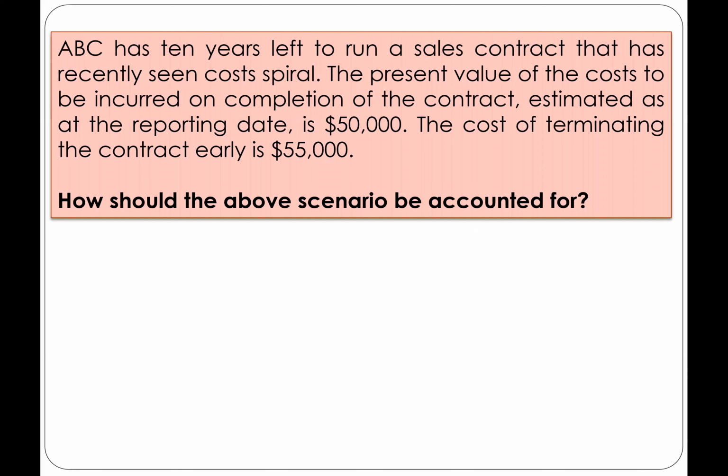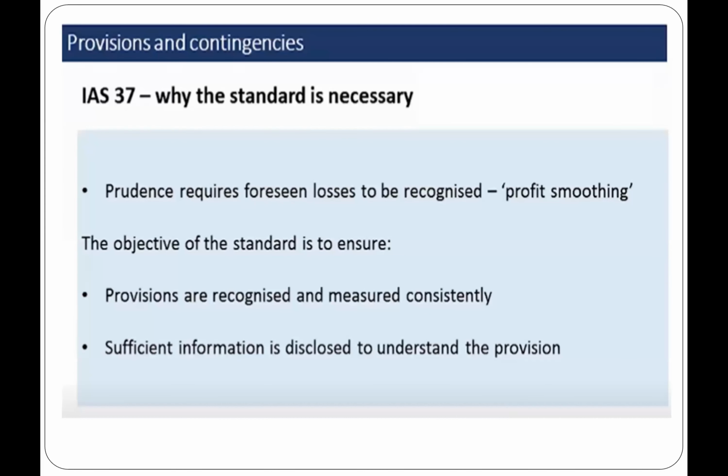That's basically what we are required to know. Right, then, so to wrap up this standard, why is this standard necessary in financial reporting? So we know of the prudence concept, which we can summarize with the analogy: we must not count our chicks before they hatch. It's better to understate our income than to overstate it, or it's better to overstate our expense than to understate it. So prudence requires foreseen losses to be recognized.